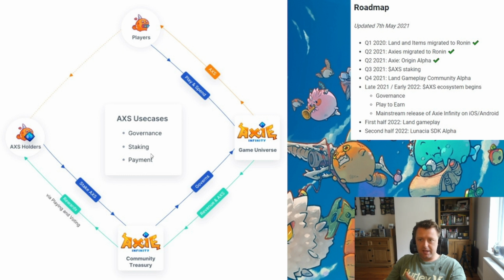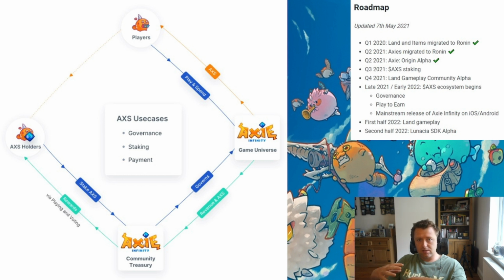In terms of the staking, that was originally planned for the first quarter of this year, but hasn't happened yet. If you see there, Axie holders can stake AXS into the community treasury, which then governs the game universe, and players can play and spend and get AXS from the game universe. Although most of the rewards at the minute, if not all, I know in some cases you can get AXS if you buy land, you can find AXS there, but the rewards are in Smooth Love Potion, which is a different token, and that is earned in the game, but also is burnt when you breed new Axies.